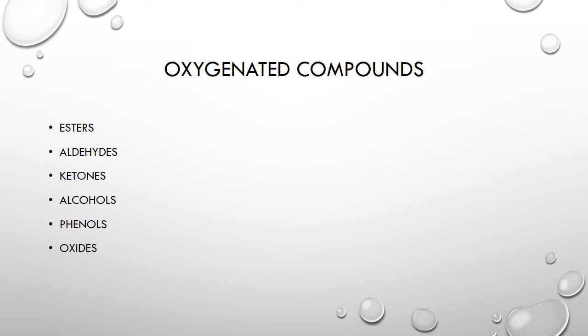Oxygenated compounds, which if you remember previously, I had mentioned that this is the second component that make up essential oils. And the different types of oxygenated compounds that are found in essential oils are esters, aldehydes, ketones, alcohols, phenols, and oxides.